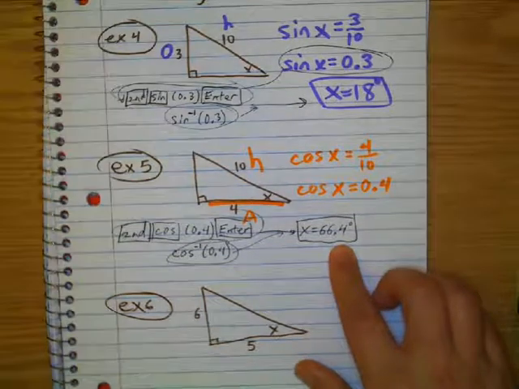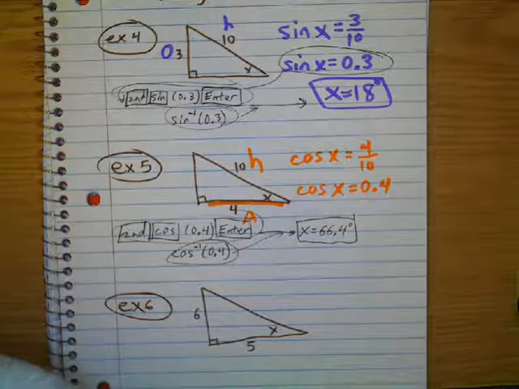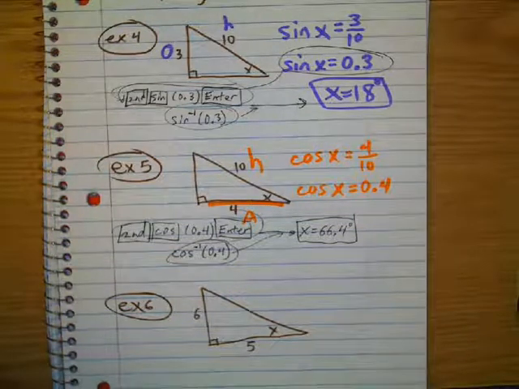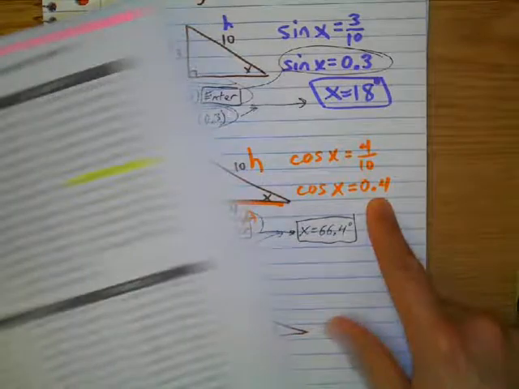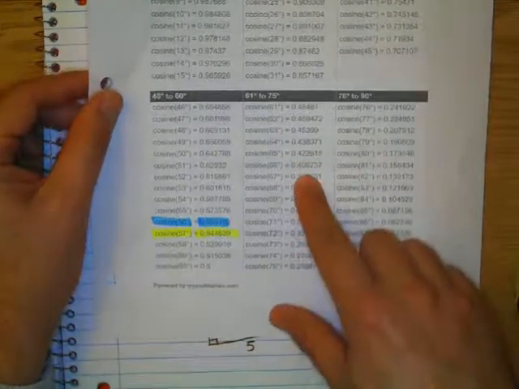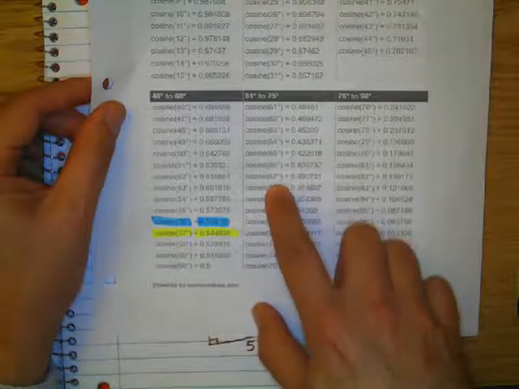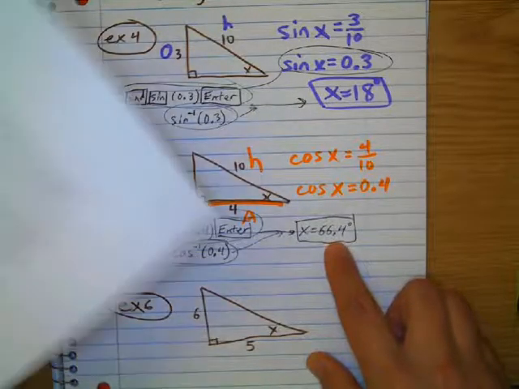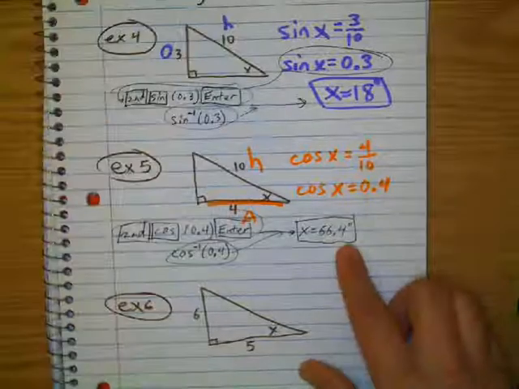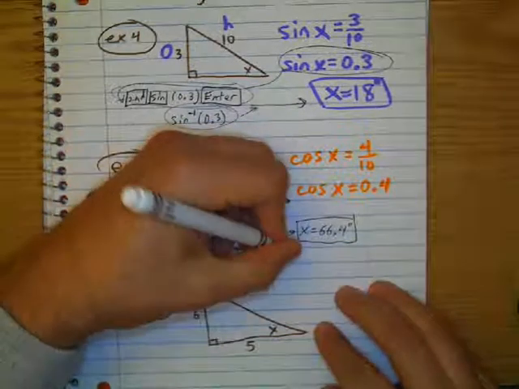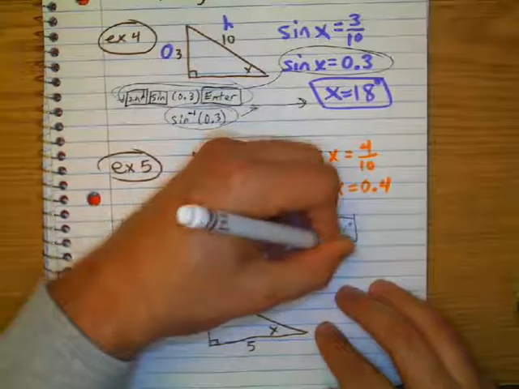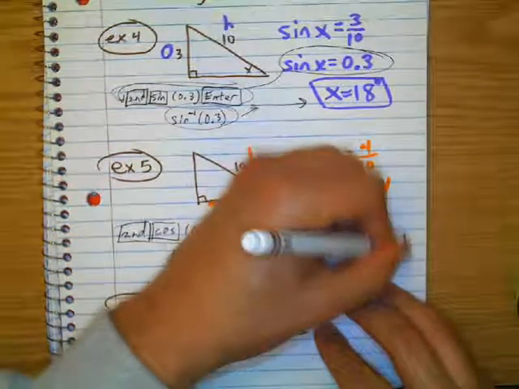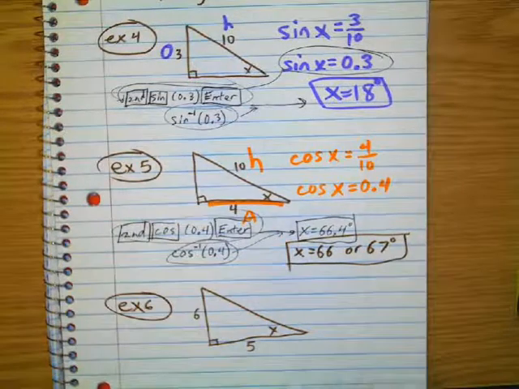Now let's use the table in case we felt uncomfortable. So if I wanted to use the table, I could say, okay, 0.4, where is 0.4 on my table? Okay, here's 0.4, and it looks like it's either 66 or 67, and here we get 66.4. So either of those answers is fine, where you get x equals 66 or 67 degrees. Both of those would be acceptable, correct answers. Okay?